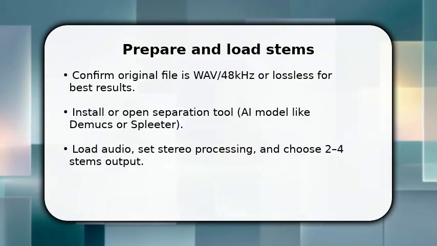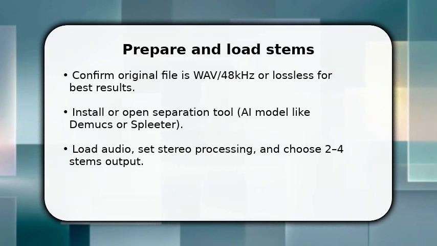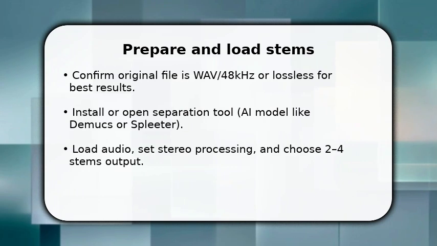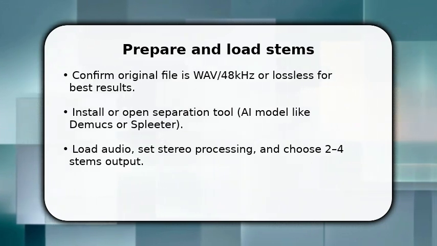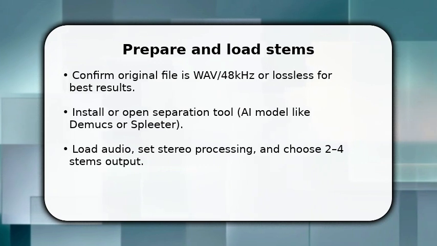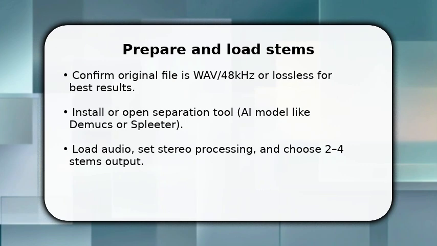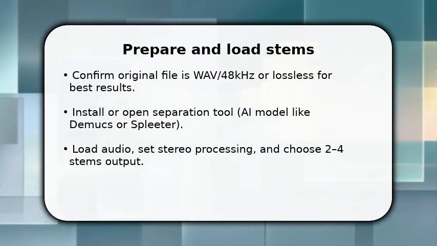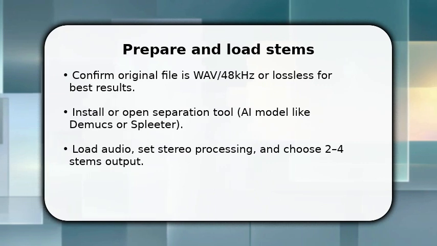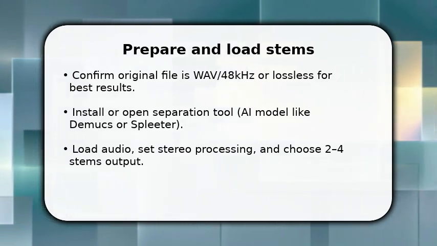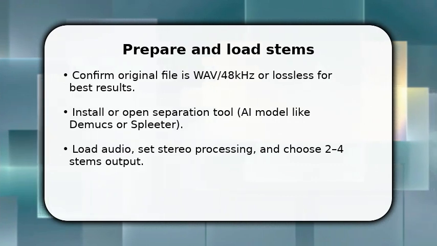You start by preparing the cleanest source possible. Convert to WAV or high bitrate lossless and set sample rate to 44.1 or 48 kHz. Once done, open your chosen neural separation tool and load the file. Make sure the model is configured for vocal isolation rather than generic noise reduction. Immediately set output to at least 2 stems, vocals and accompaniment, and enable stereo processing.